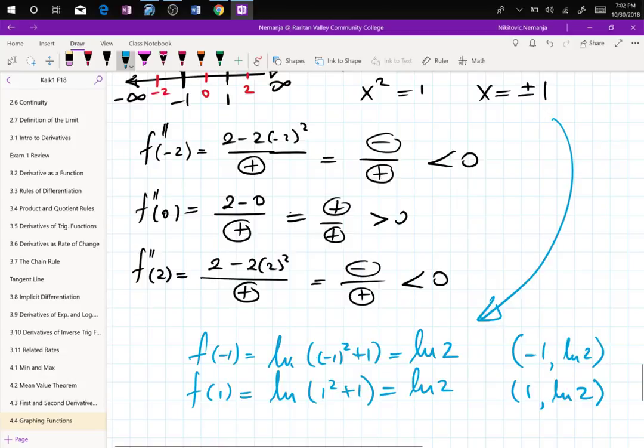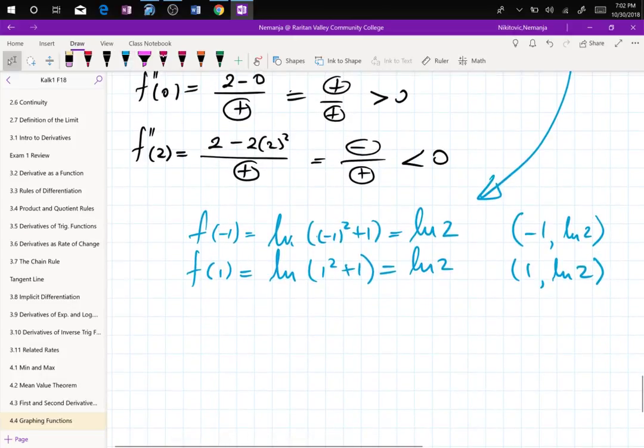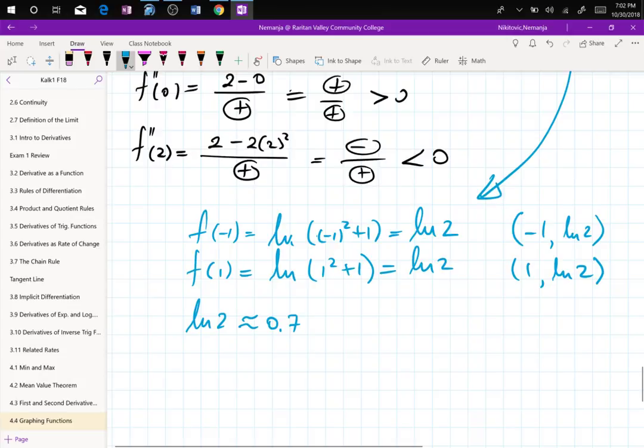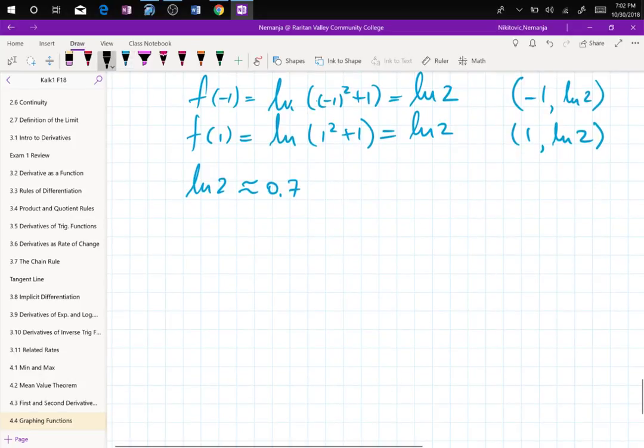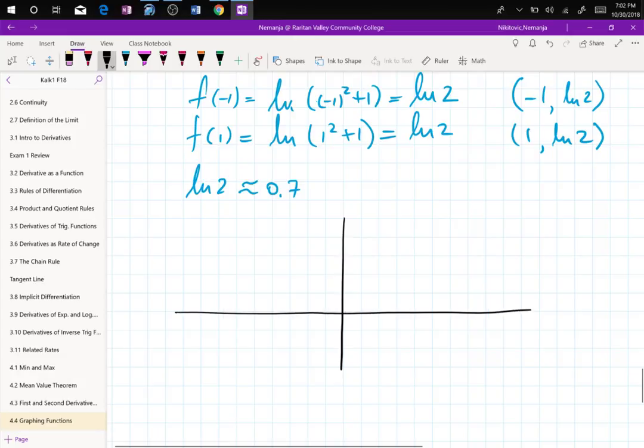So now what's our ln 2? It's about 0.7. ln 2 is 0.693147 and so on, so it's about 0.7. It's good enough. We are ready to graph. At least I am. I don't know about you. You control your life.